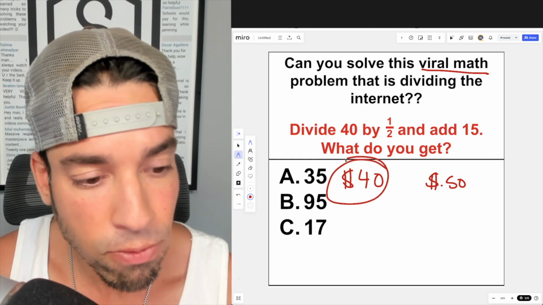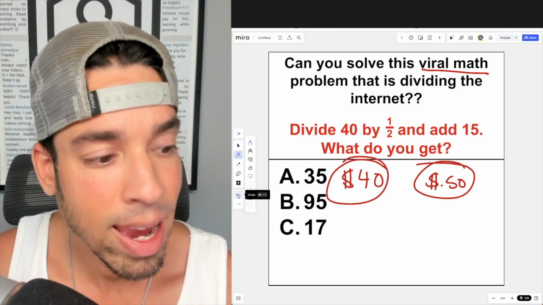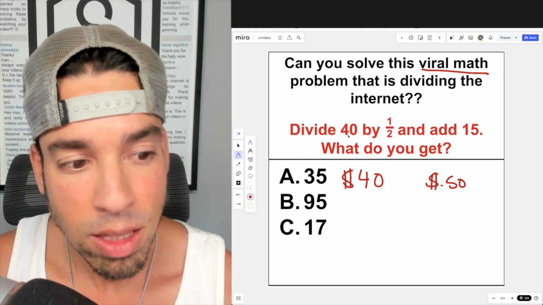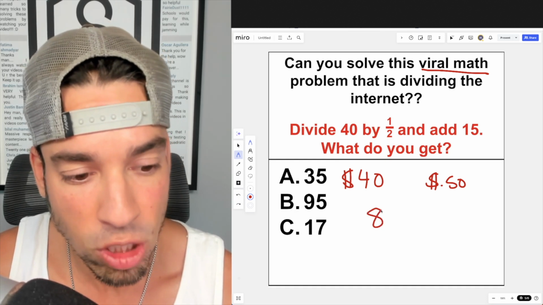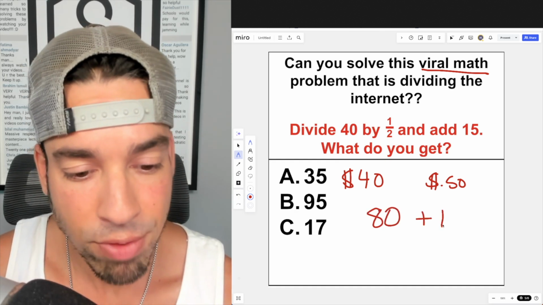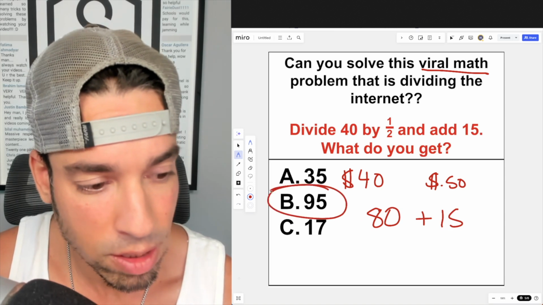So if I'm trying to get $40, I would need 80 half dollars, meaning that dividing 40 by 1/2 is actually 80. Then after that, if we add 15, we see the correct answer is 95.